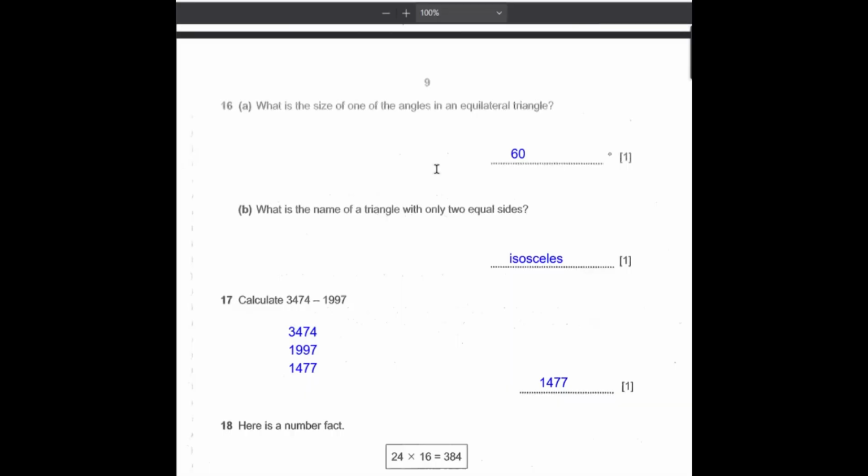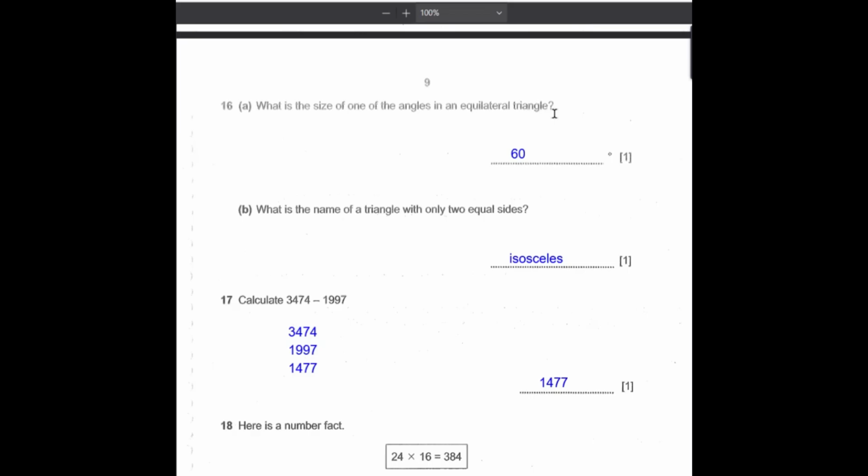Okay, continuing in paper one. Okay, checkpoint 2015. Question number 16. What is the size of one of the angles in an equilateral triangle?